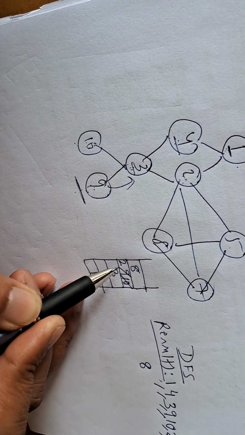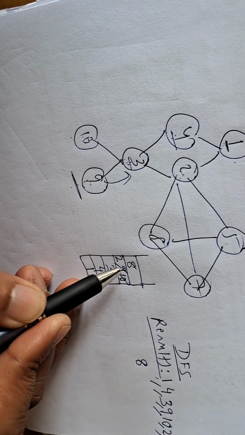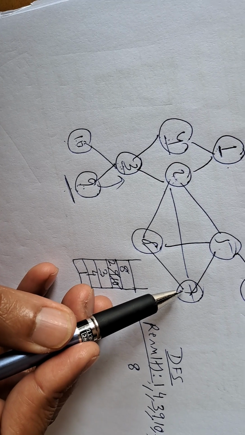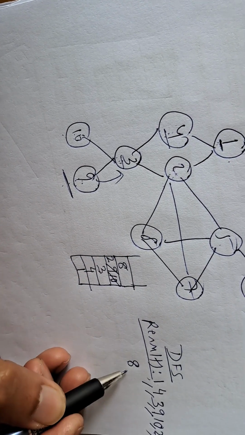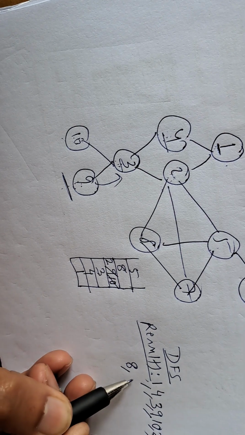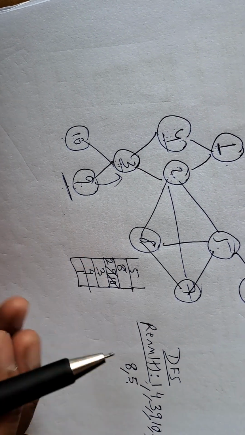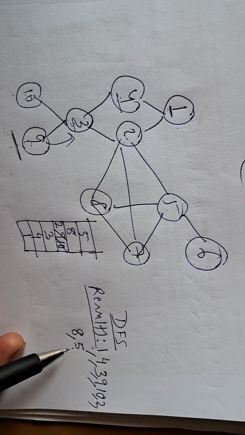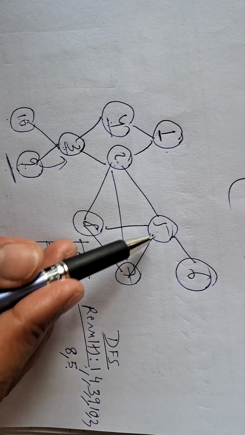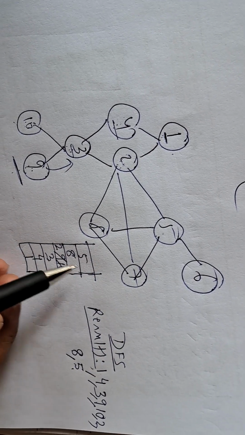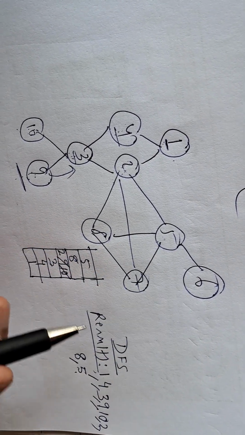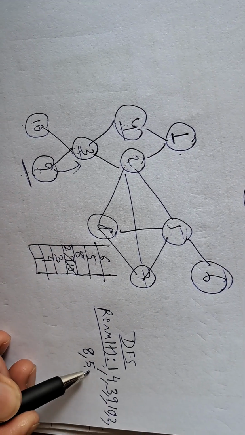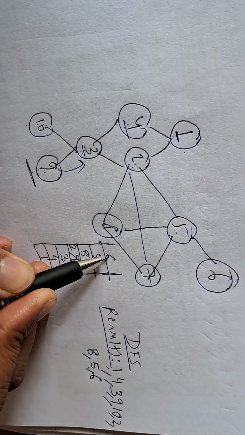So from 2 you write 8 and push it on the stack. Still 2 is not completed, so 2 is below and the top of the stack element is 8. From 8 you can go to 5 or to 7. These two are still not visited. Let's say I have selected 5 as visited and 5 has been pushed into the stack. From 5 you can go to 7 as well as to 6. Let's assume that from 5 I am going to 6 first. So I am writing 6 and pushing it here.